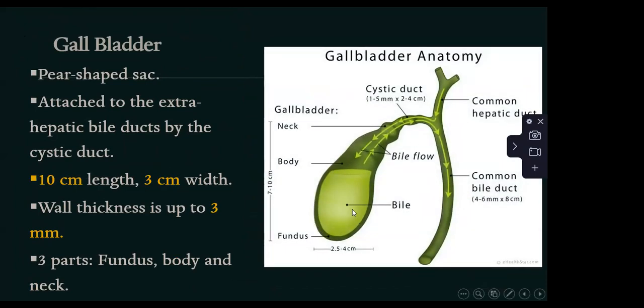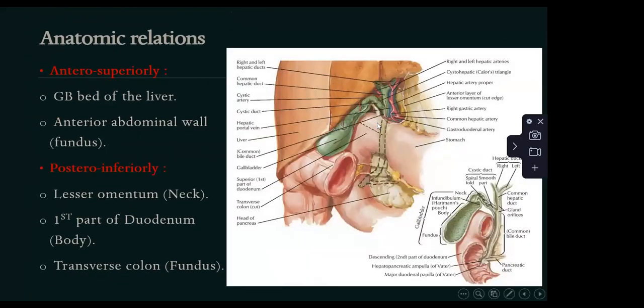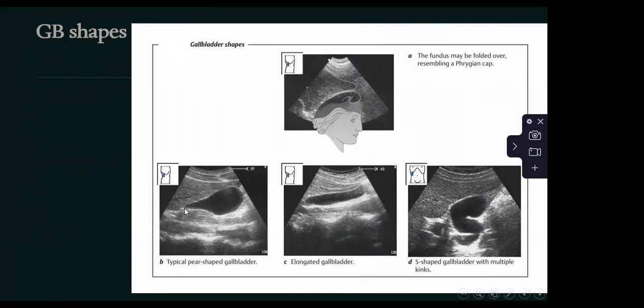The gallbladder is pear shaped. It consists of a fundus, a body, and a neck. When the gallbladder is distended, the maximum length is 10 centimeters, the width is 3 centimeters, and the wall thickness is 3 millimeters. Anatomic relationships: this is the gallbladder. Anterosuperiorly are the liver and the anterior abdominal wall, while posteroinferiorly are the lesser omentum, which connects the stomach to the liver, the first part of the duodenum, and the transverse colon.